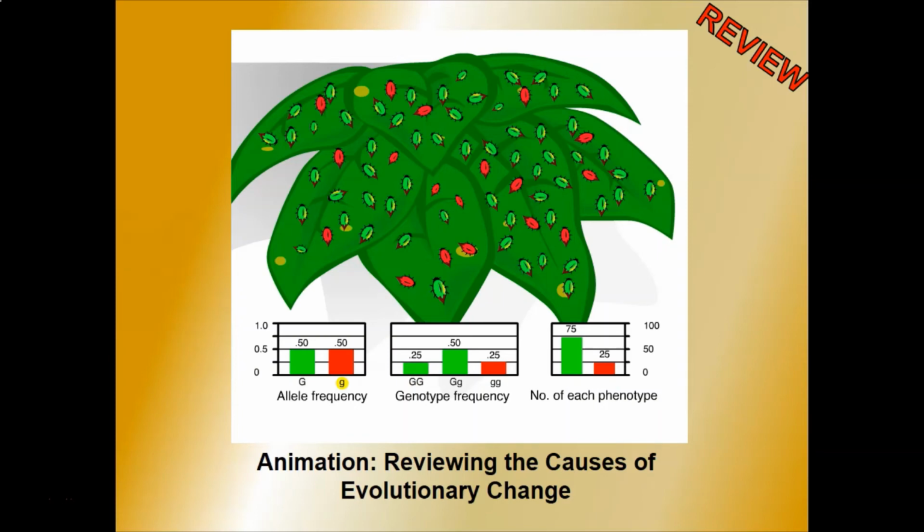The bar graphs show the frequencies of green, capital G, and red, little g, alleles. The frequencies of homozygous dominant, capital G, heterozygous, capital G, little g, and homozygous recessive, little g, individuals. And the number of green and red individuals in the population. Assume that our starting population is at Hardy-Weinberg equilibrium. Now let's look at some hypothetical scenarios that demonstrate 4 causes of evolutionary change.